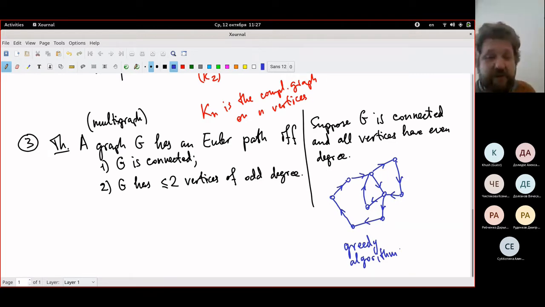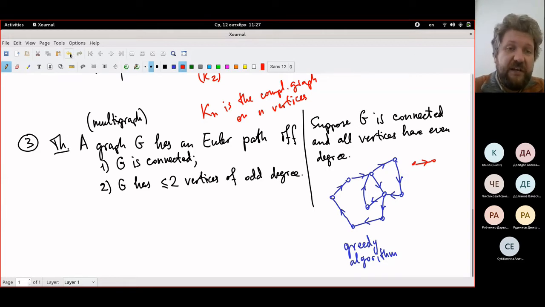No, it could fail to visit some edges. Because what we know now is that it's a correct cycle, which means that it traverses each edge no more than once, right? But there could be some edges left. How do we guarantee that we traversed all the edges? If the graph was not connected, it would be the case because there is another connected component that we didn't traverse. But here it's possible that there exists some edge which is not in the cycle.